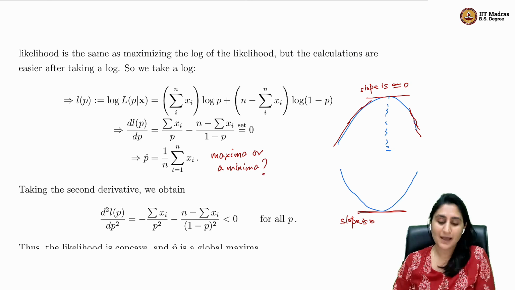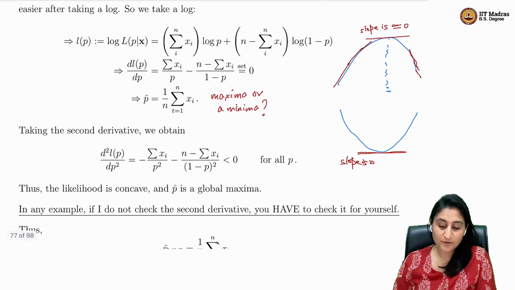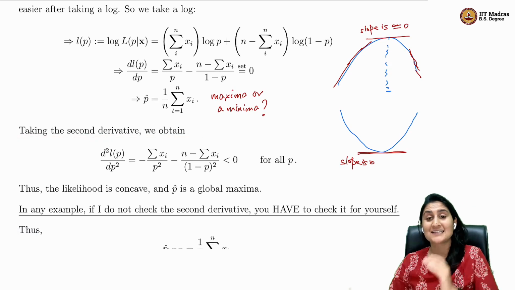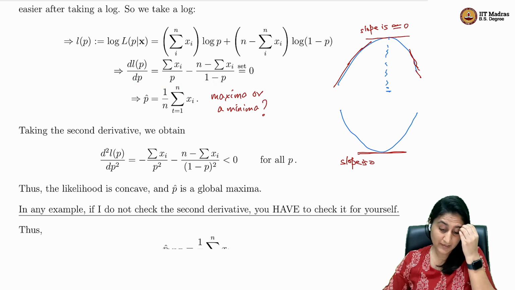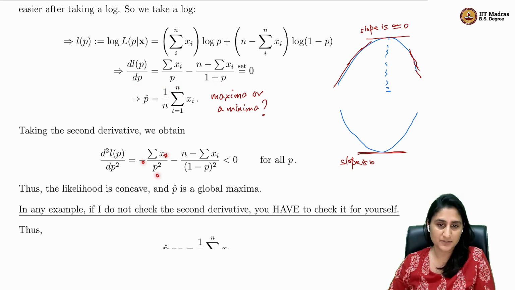I can only know if it's a maxima or a minima based on what type of shape this actually takes. Okay, so in order to understand that, I want to know what kind of shape it takes, which means I take the second derivative. Once I take another derivative of this equation, I get minus summation xi by p squared minus n minus summation xi by 1 minus p squared.